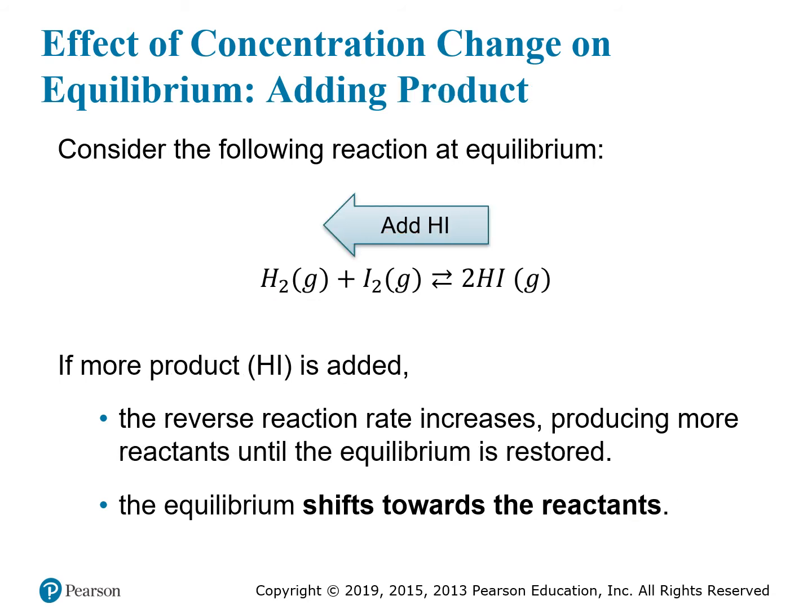What happens if we were to add more hydrogen iodide at equilibrium? Well, in this case, Le Chatelier's principle would tell us that the system is going to shift to eliminate the hydrogen iodide that we've added, and it does that by shifting to the left. Hydrogen iodide would be consumed and turned back into hydrogen and iodine. So the reverse reaction rate would be increased, and the balance would shift towards the reactants.